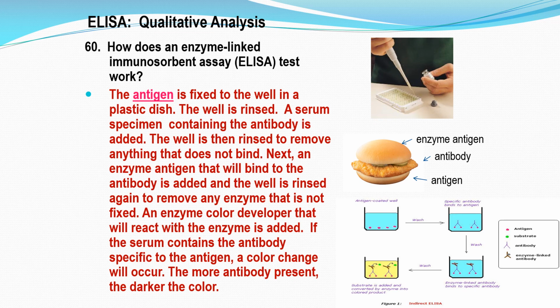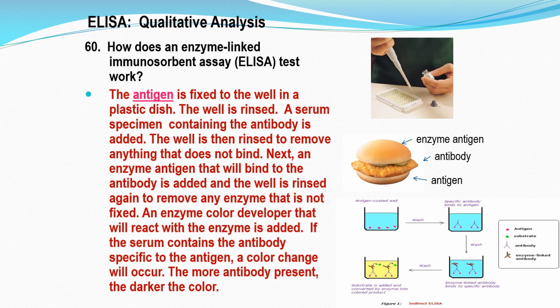So how does the enzyme-linked ELISA test work? The antigen is fixed to the well in a plastic dish. Okay, the well is rinsed. The serum specimen containing the antibody is added. The well is then rinsed to remove anything that does not bind.